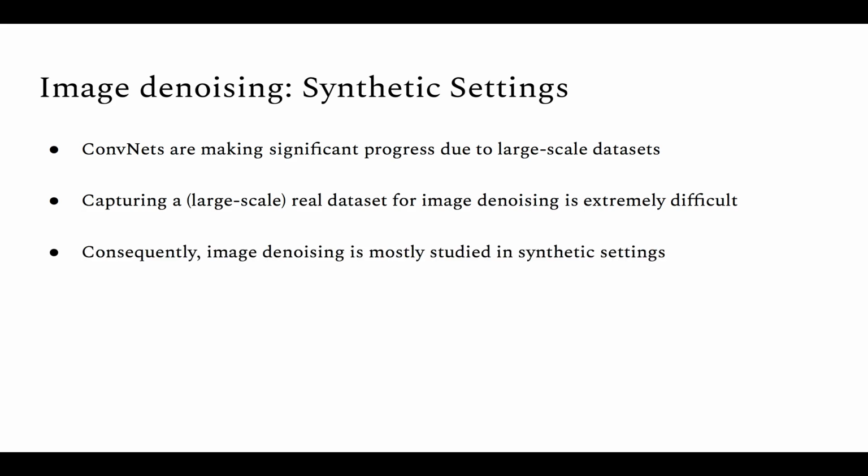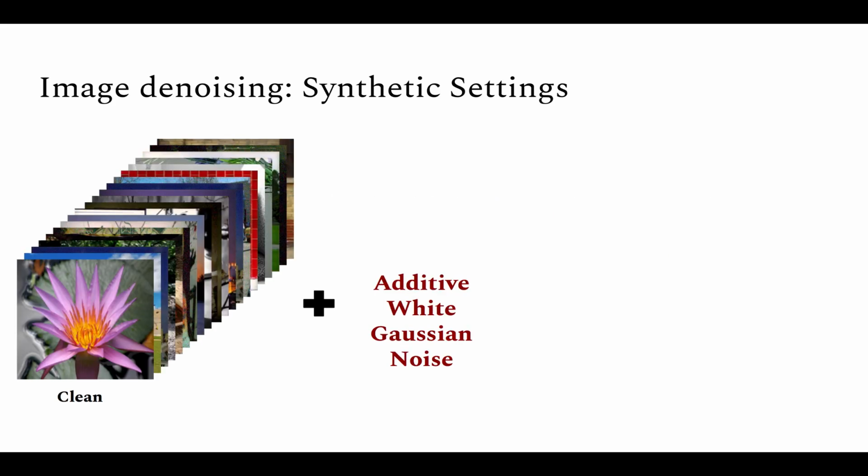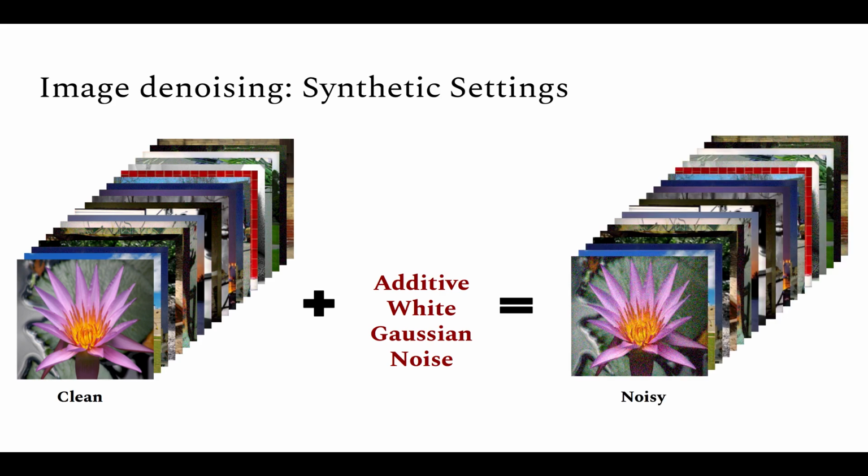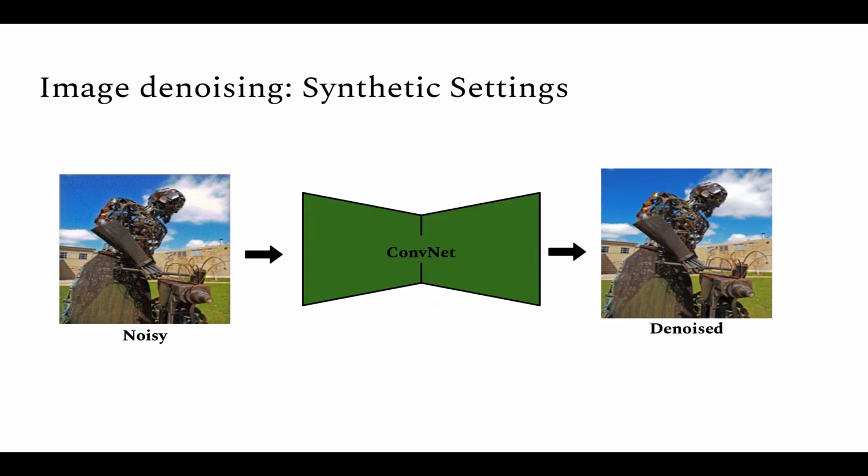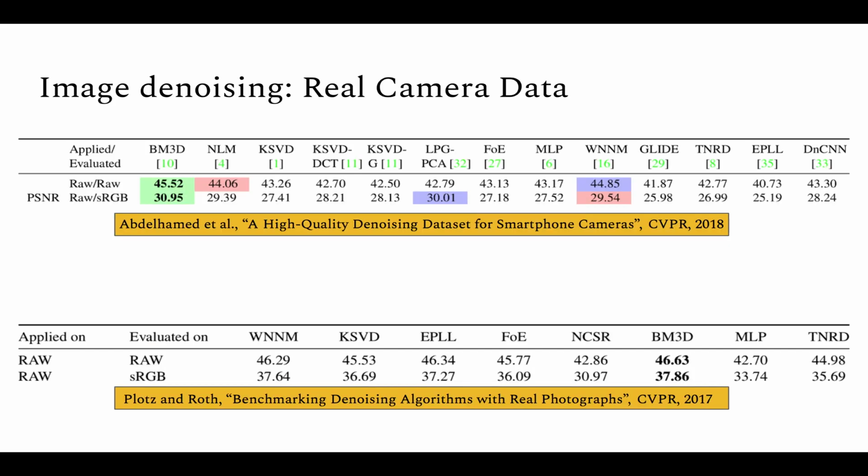As a result, image denoising is mostly studied in synthetic settings, where white Gaussian noise is added to clean images to generate their noisy versions. While neural networks produce impressive results on these synthetic datasets, they generalize poorly when applied to real camera images, as reported in recent studies. In both of these studies, BM3D performs the best, which is a 13 years old method and does not use learning.